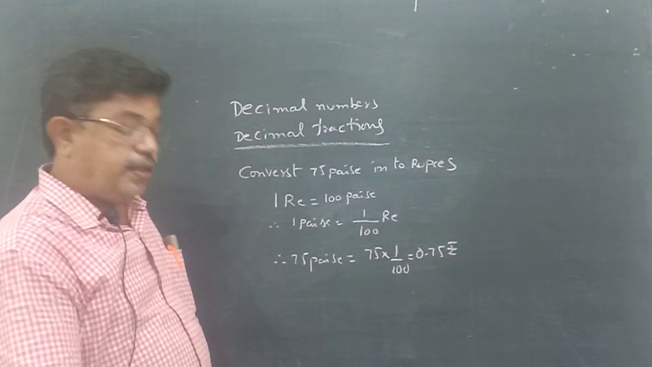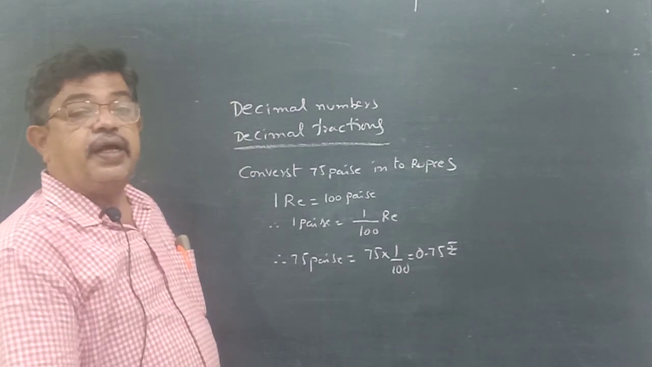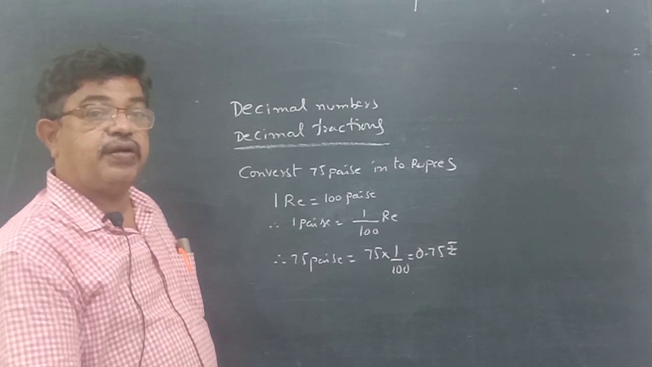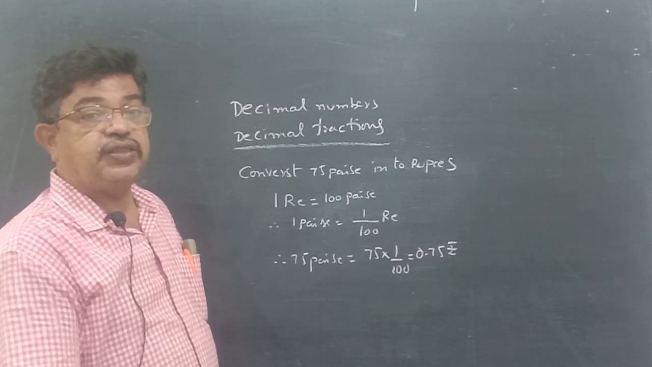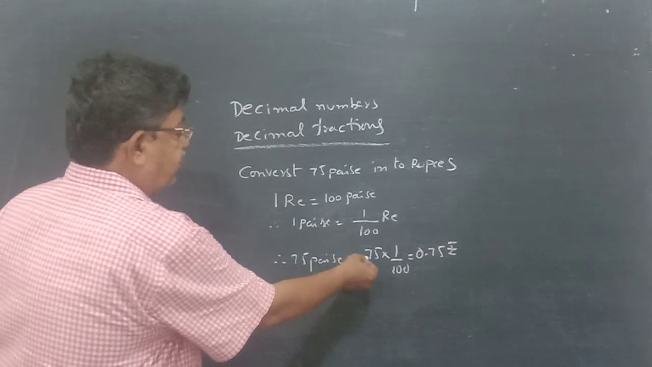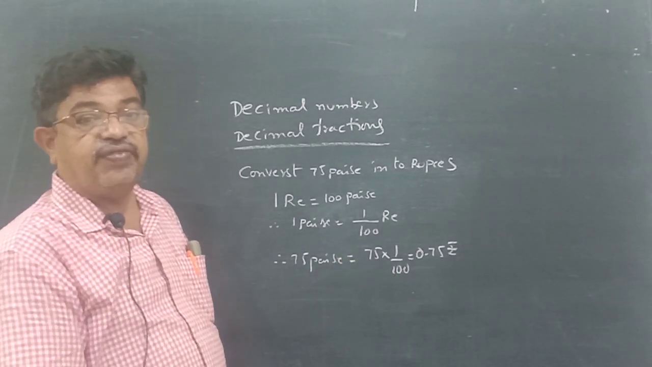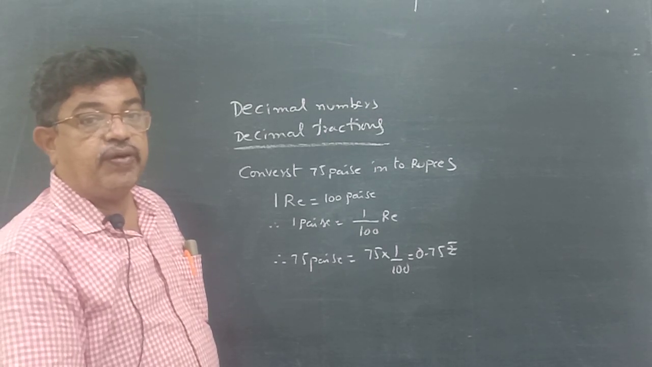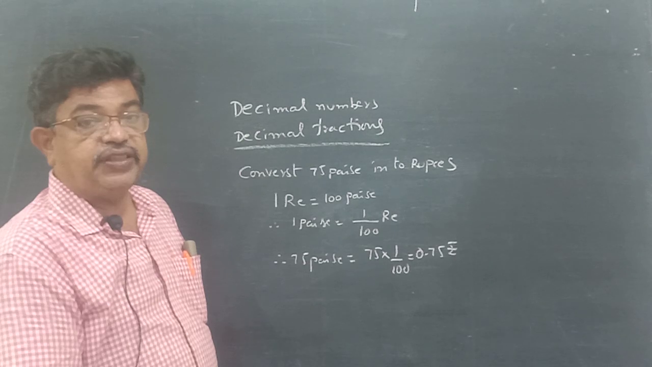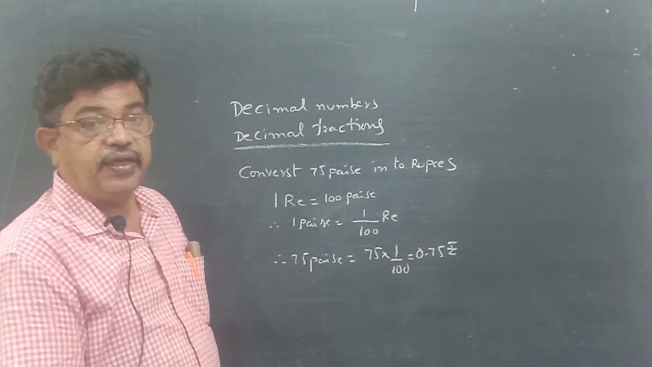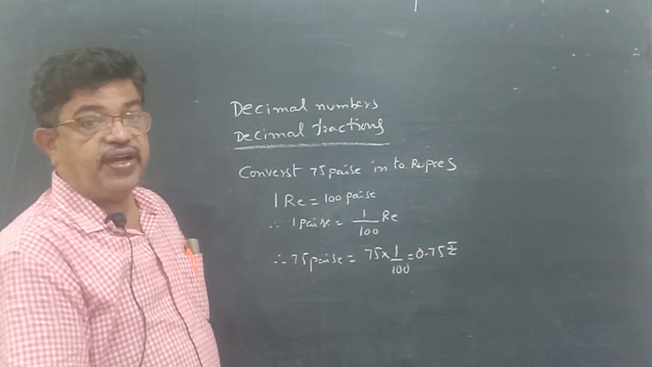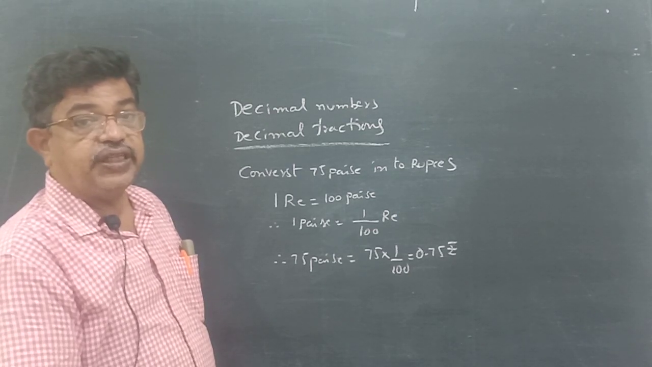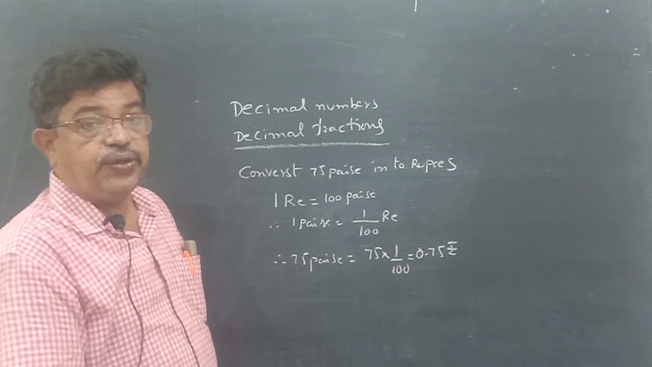So we converted paise into rupees. 75 paise is a part of a rupee. How much part is it out of a rupee? It is 75 by 100th part, or 0.75 rupees is said to be 75 paise. We know 1 rupee is equal to 100 paise. So 1 paise is equal to 1 by 100th of a rupee. 75 paise is equal to 75 into 1 by 100, which is 0.75 rupees. We converted paise into rupees.